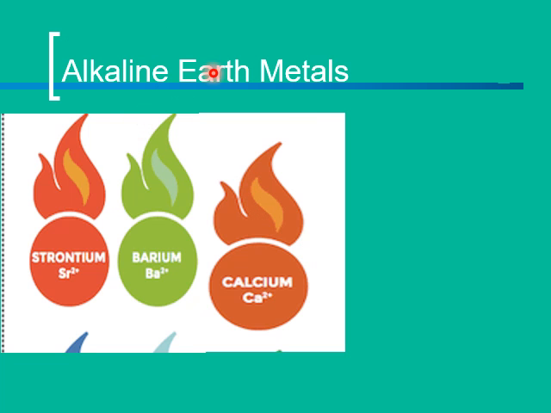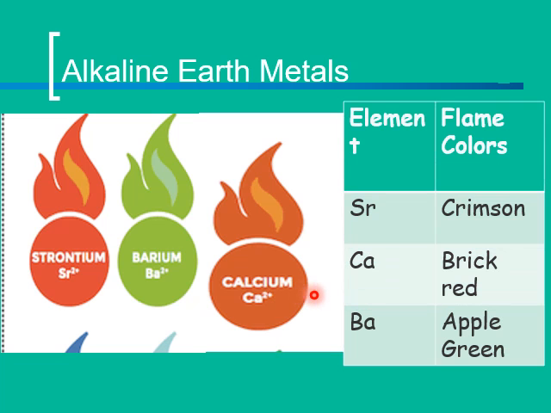Okay, so when we burn these alkaline earth metals in air, these are the colors that we're going to get. Strontium is going to give us what color? What do you think? Reddish. Barium is going to give us, looks like, greenish. And calcium is going to give us reddish, orangey. So strontium is going to give us the crimson red, right? We saw this color already. Calcium is going to give us a brick red. Okay, that's the color of the red that it gives us, a brick red. And barium is going to give us an apple green color.